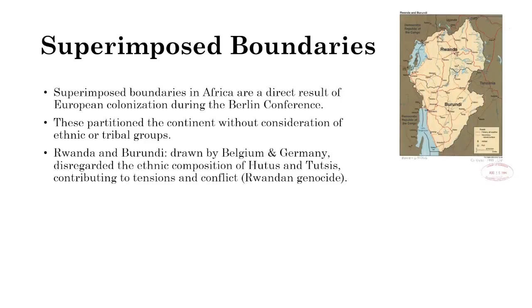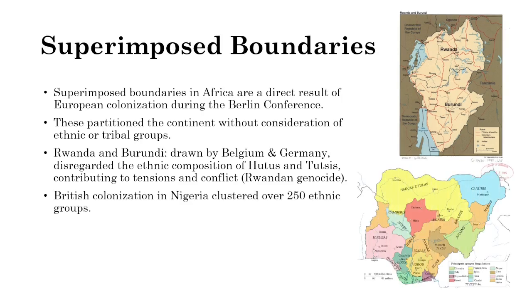So, for example, Burundi and Rwanda were drawn by Belgium and Germany, and they disregarded any of the ethnic composition of the Hutus and the Tutsis, which are groups of people that don't really get along with each other, and it's resulted in the Rwandan genocide because of so much tension and violent conflict with them being in the same country. They are fighting over their nations and fighting over political power and control.